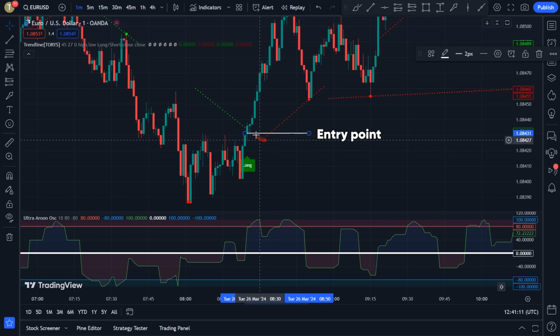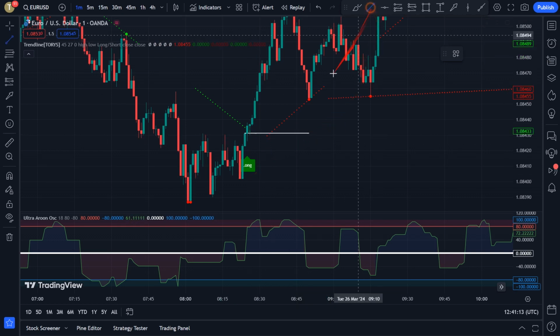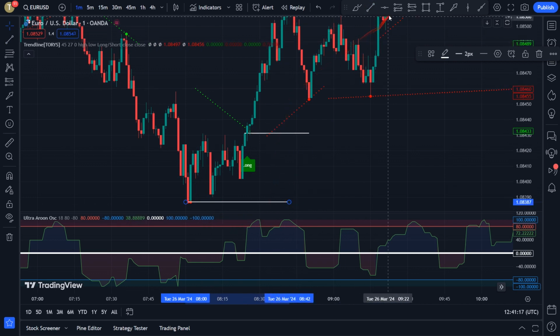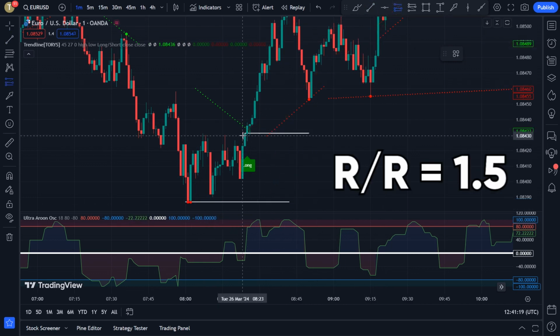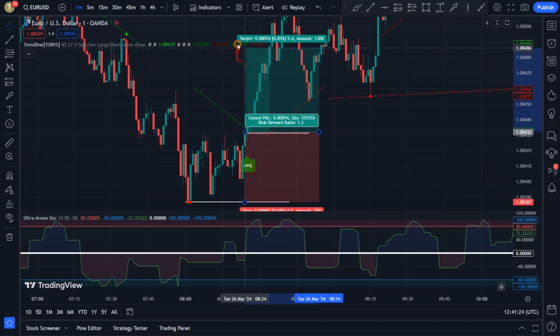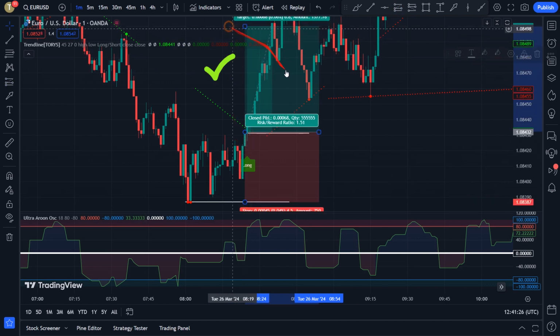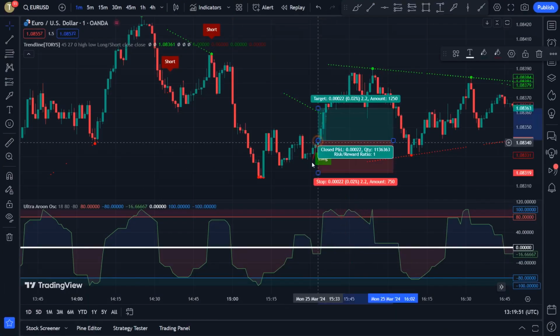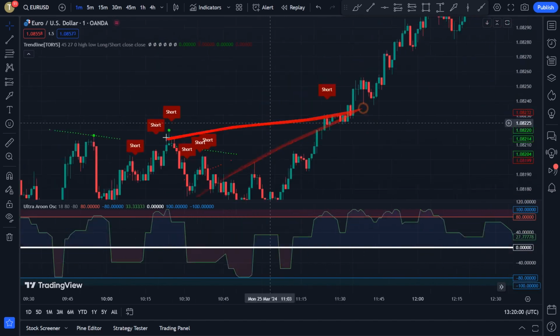Set the stop loss slightly below the last swing low. For take profit, consider a risk to reward ratio of 1 to 1.5. Just wait for the trade to close with profit. Here are some examples of buy orders you can see.